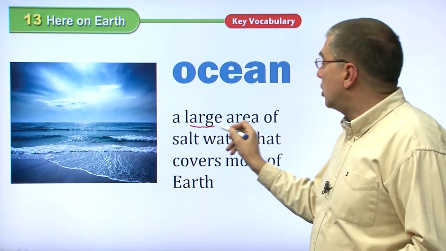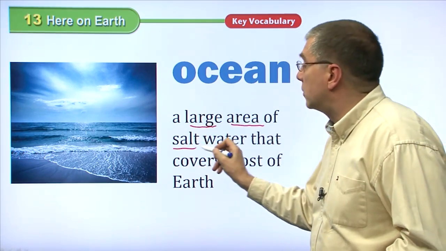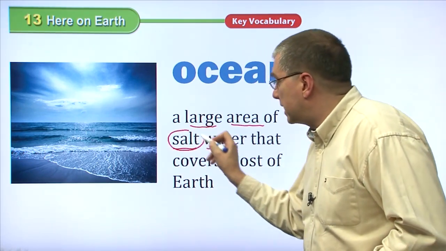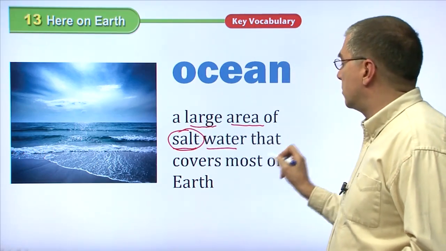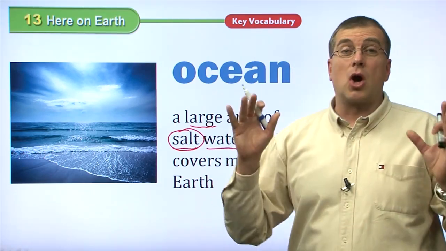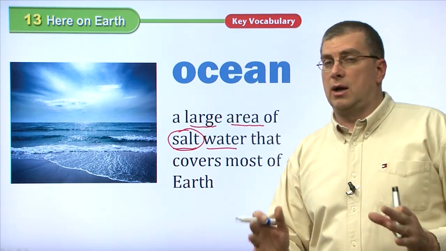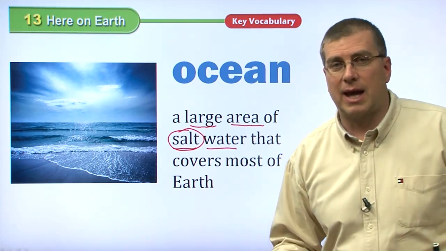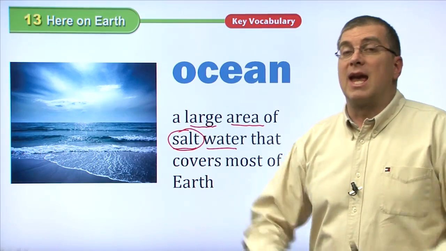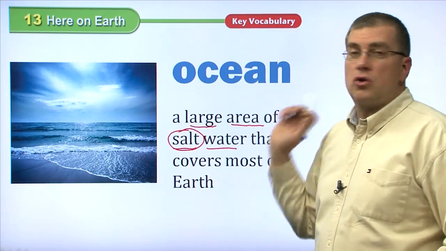An ocean is a large area of salt water. Salt is the key. Salt water that covers most of Earth. Because there are large freshwater areas, those are called lakes. But if it's salt water and it's very large, it's called an ocean.